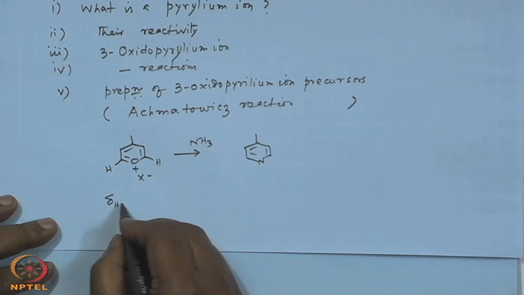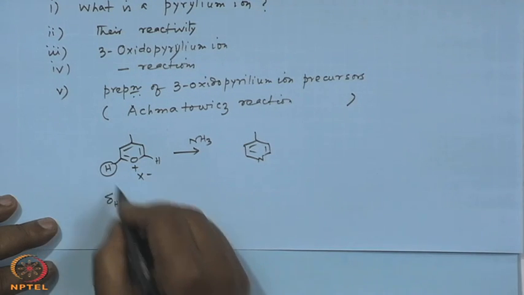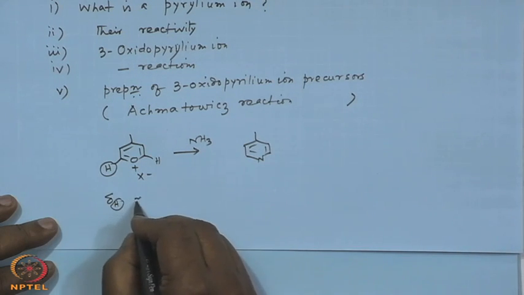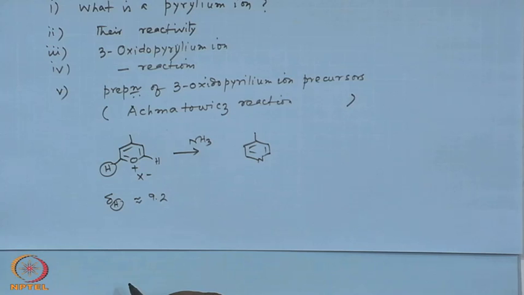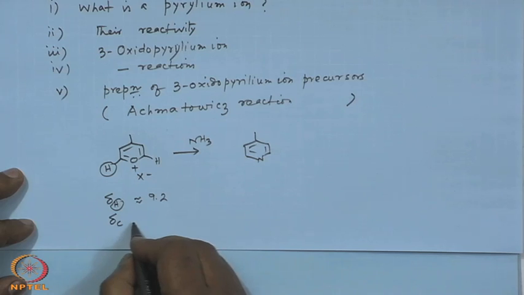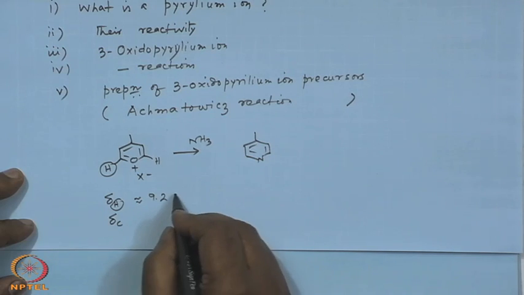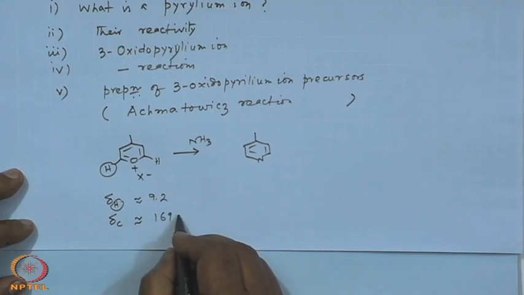So, delta H of 2 hydrogen, circle the hydrogen, is approximately 9.2 ppm. So, that signifies that this hydrogen could be aromatic. Not only that, this delta carbon, again this C2, when I talk about the C2 or C6, is approximately 169 ppm.